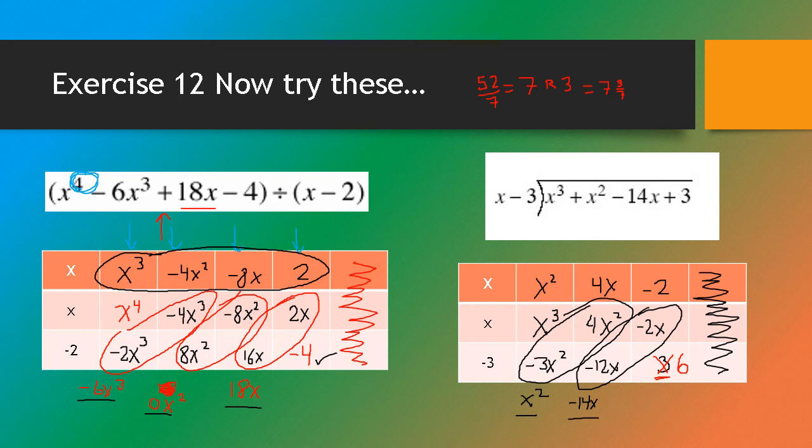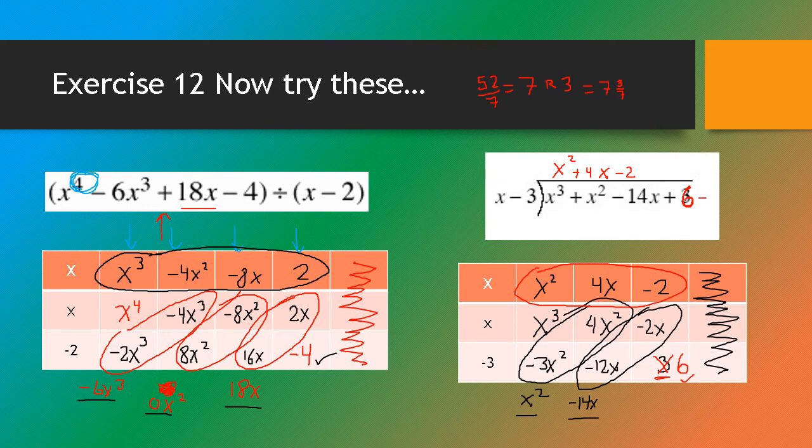So with polynomial division, something similar happens. We can have a remainder. Think of it this way: if this had been a 6, then we would have had no trouble here. We would have gotten exactly what we needed, and this would be the answer right here: x squared plus 4x minus 2. But that wasn't the case.